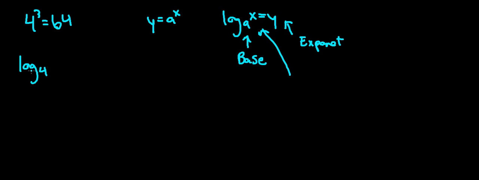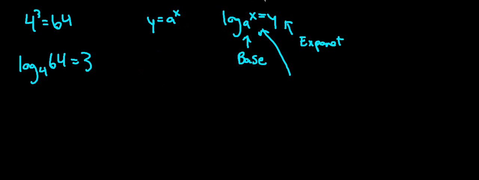So what I'm looking for is 4 to what power gives 64? 4 to what power gives 64? And the answer is the exponent, 3. 4 to the third is 64. What exponent of 4 gives 64? And then we're looking for the answer.